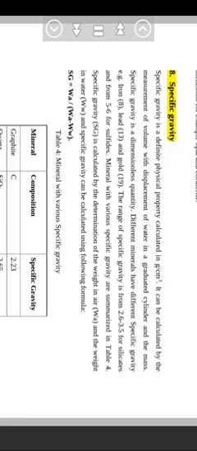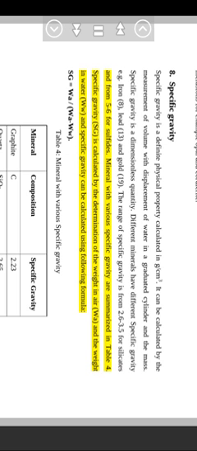8. Specific gravity. Specific gravity is a definite physical property calculated in grams per cc. It can be calculated by measuring the volume with displacement of water in a graduated cylinder, and the mass. Specific gravity is a dimensionless quantity. Different minerals have different specific gravity, e.g., iron 8, lead 13, and gold 19. The range of specific gravity is from 2.6 to 3.5 for silicates and from 5 to 6 for sulfides. Minerals with various specific gravity are summarized in Table 4.